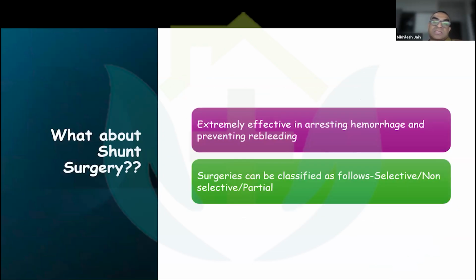What about shunt surgery? Now, shunt surgery is done, and it is extremely effective in arresting hemorrhage and preventing rebleed. Surgeries can be classified into selective, non-selective, or partial, depending on the shunt dynamics. I'm not going into too much detail on that, probably just a verbal mention.